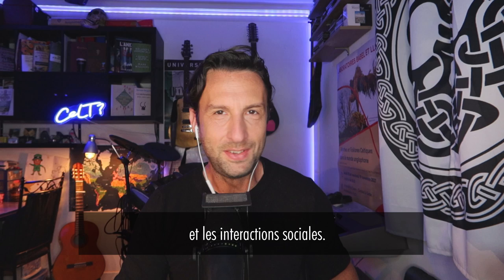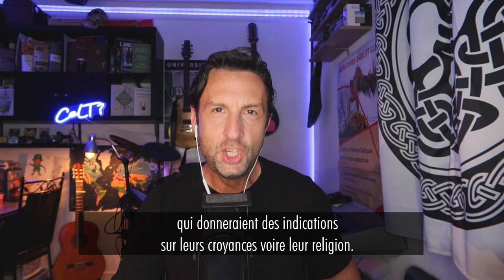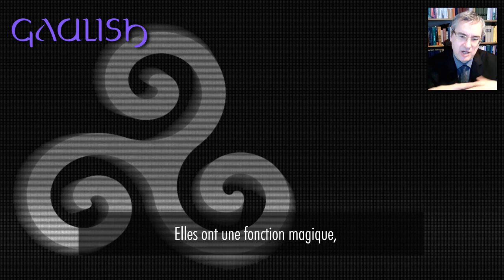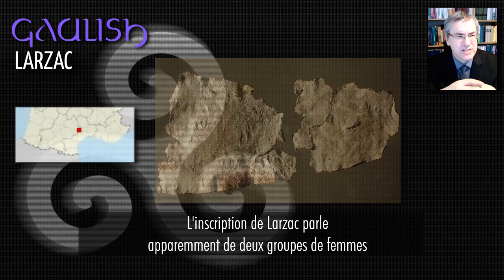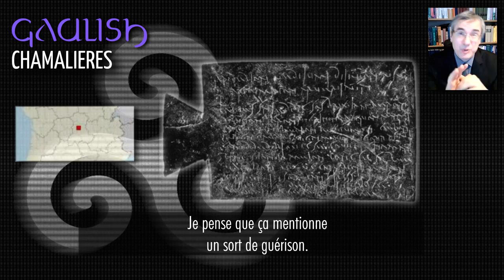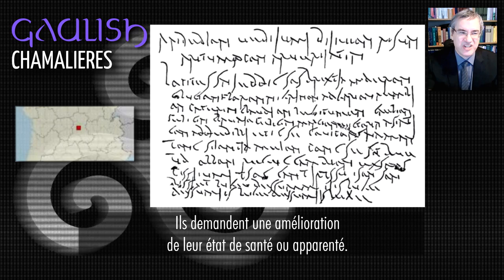Okay, so yeah, basically about everyday life and social interactions. I've heard about other longer inscriptions that would shed light on their belief system or even their religion. We have a number of long inscriptions that are, well, we could call them magical. Okay, they have a magical function. They are curses or invocations of some sort. The inscription from Larzac, for instance, is about apparently two groups of women who curse each other, as far as we can understand. There's another inscription from Chamalières, which contains a group of men. I would think that it is about a healing charm. So they ask for some kind of restitution of their health or along those lines. In all cases, it's difficult to be very concrete and very precise because we can never understand 100% of them.